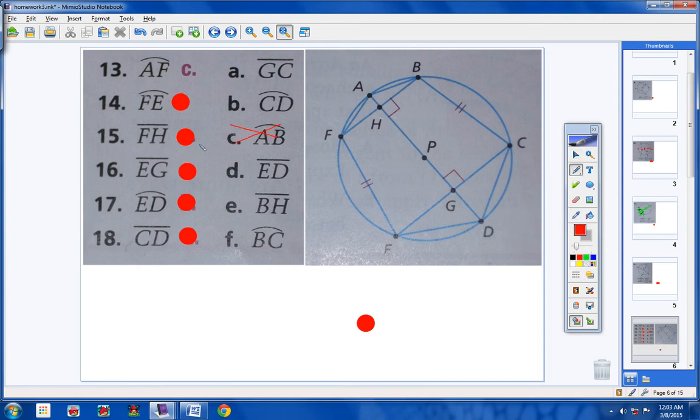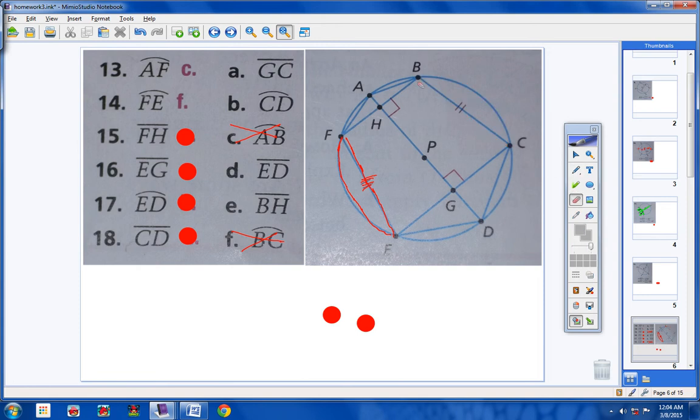Alright. Arc FE. Well, here's FE right here. There's the arc, and here's the chord that made that arc. Now notice that chord has two tick marks. Well, this segment here has two marks also, which means this arc here has to be congruent to this arc over here. Remember, if two chords are congruent within a circle, then their corresponding minor arcs are congruent. So the arc that's congruent to FE is BC, which would be letter F, arc BC.